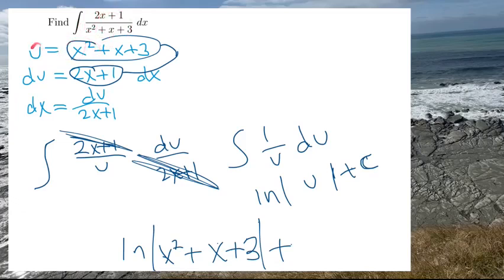Do you get what I mean? The point of choosing a u is to get something to cancel out. If we do the whole thing, that's the same as if we did nothing. So there's really only two possibilities, 2x plus 1 or x squared plus x plus 3. So this is what we pick u as.